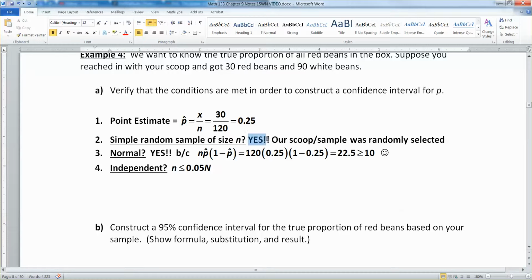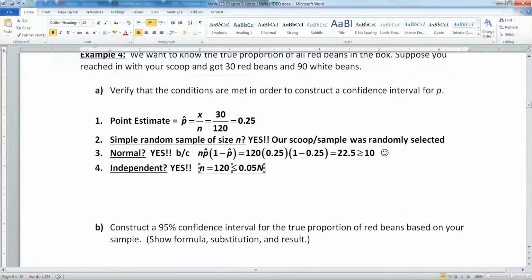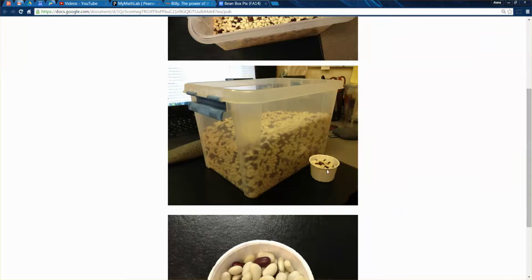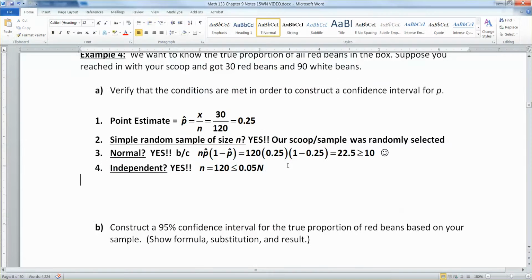All right, then do we have independence? Well, yes, indeed we do. And I'm going to prove it. Here's why. Because n, which was only 120, is a lot less than 0.05 capital N. Capital N is how many beans there are in the box altogether. And you can see how little my scoop is in comparison to this big, big box. That box is way bigger than 20 times this little scoop, right? And that's what 0.05 would be. It's 5 out of 100. In other words, capital N has to be 20 times little n.